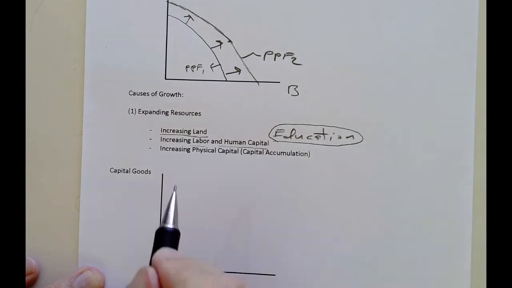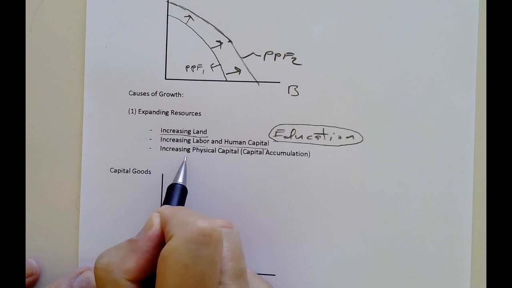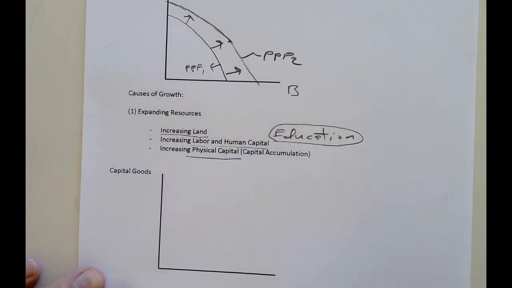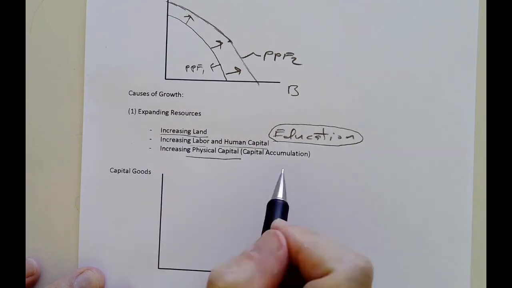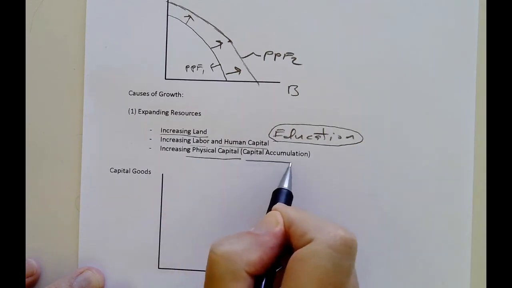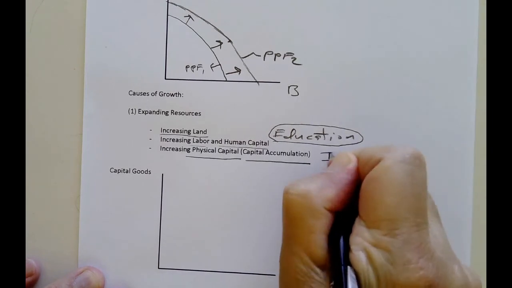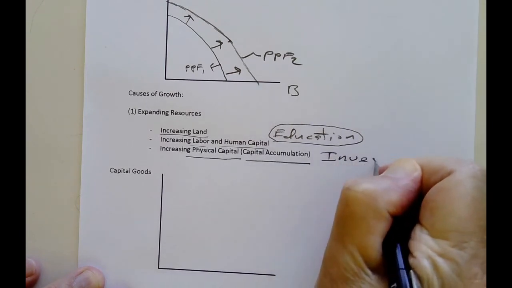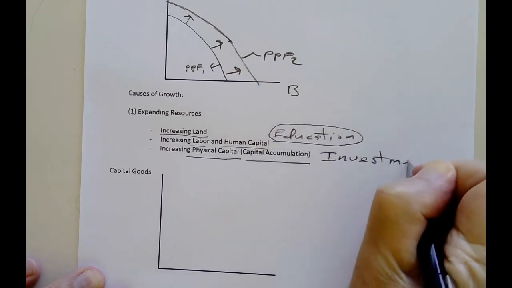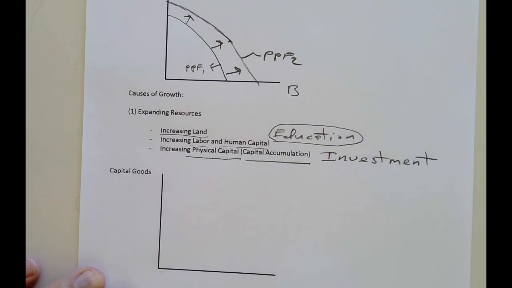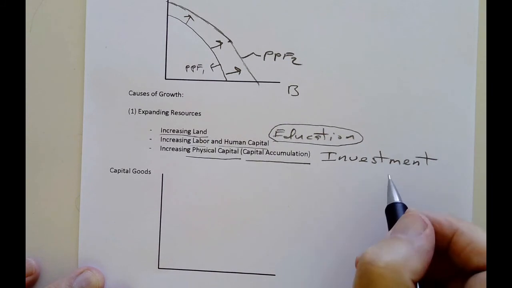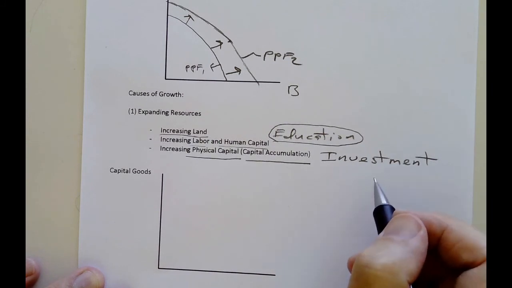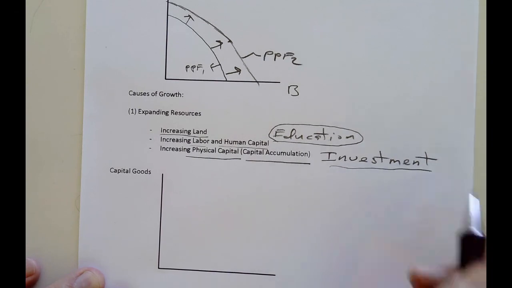And we can also increase the physical capital. That is, again, equipment, machinery, tools, robots, and that's known as capital accumulation. And that is done through investment. Remember, investment is not buying shares of stock in economics. Investment is increasing the amount of capital, which is capital accumulation. So if you build a new building, a new factory, a new machine, a new computer, all that is investment, and all that leads to economic growth.